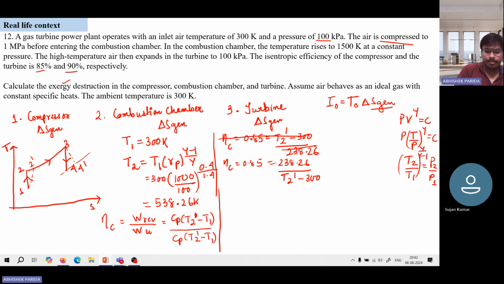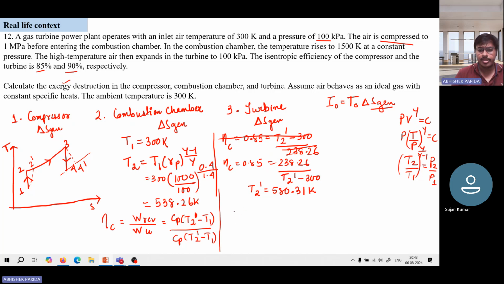So 238.26 divided by 0.85 plus 300. I'm getting 580.31. T2 dash is 580.31 Kelvin. Are you getting that value? Yes, sir, roughly it's nearby only. Okay. Then no problem. Yeah, there can be slight difference.